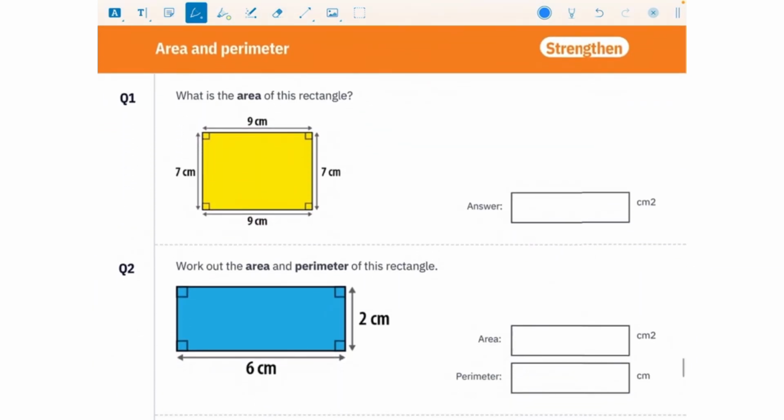What is the area of this rectangle? So now we're doing 9 times 7, base times height, which is 63 centimetres squared.